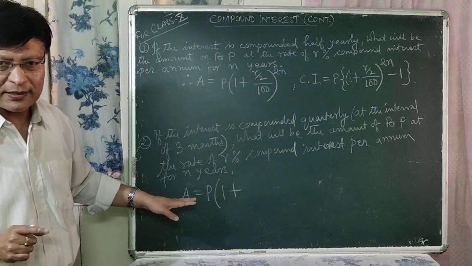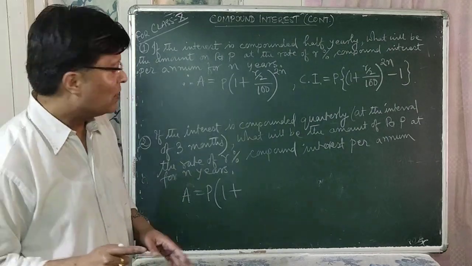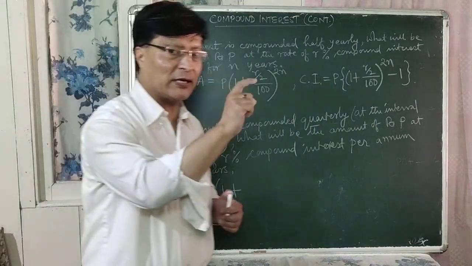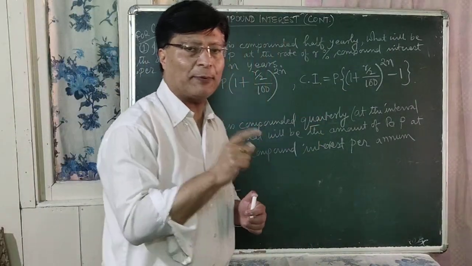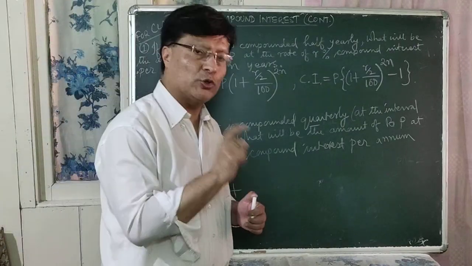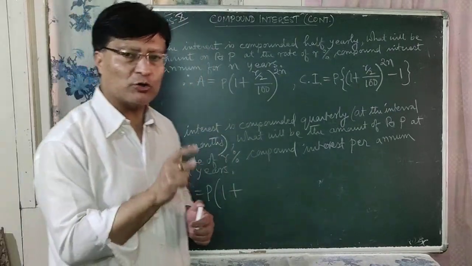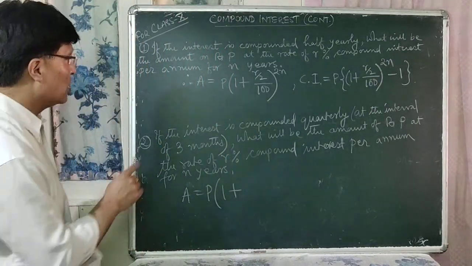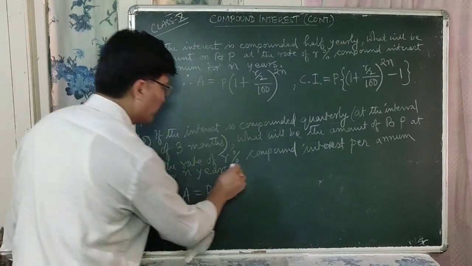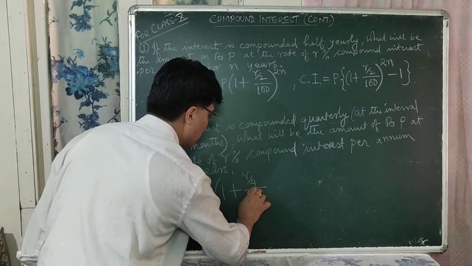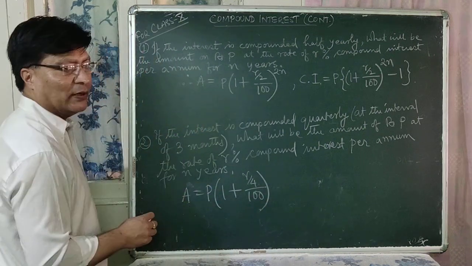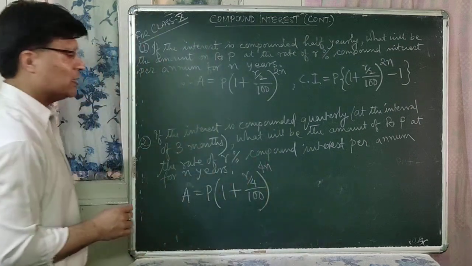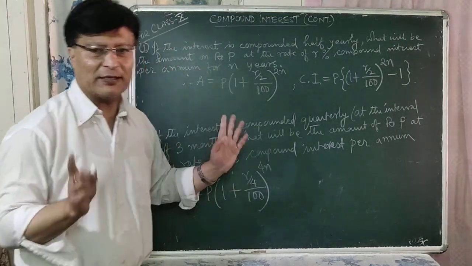In this case, how can you write down the formula? Quarterly means at the interval of 3 months. I already told you that January, February, March, one phase. April, May, June, second phase. July, August, September, third phase. October, November, December, fourth phase. So how many phases are there? 4 phases are there. So this R should be divided by 4. So R by 4 divided by 100, whole to the power. That power n should be multiplied by 4. That is 4n. So this is the amount after n years.